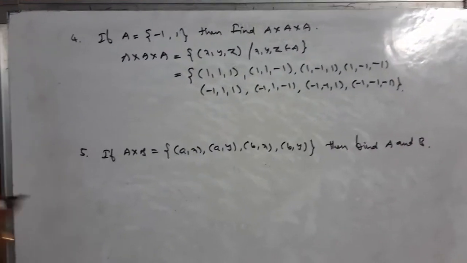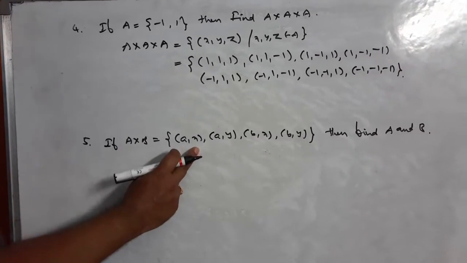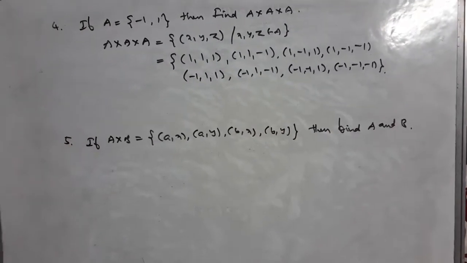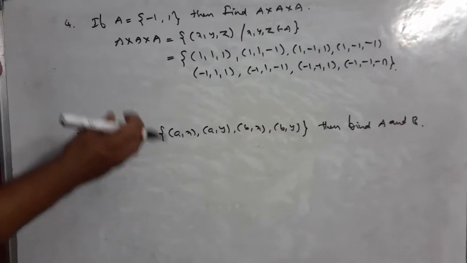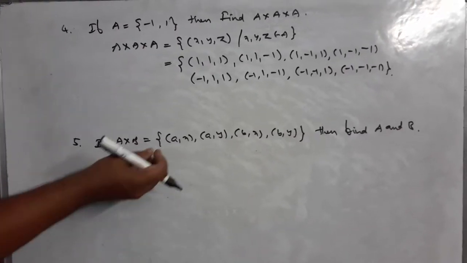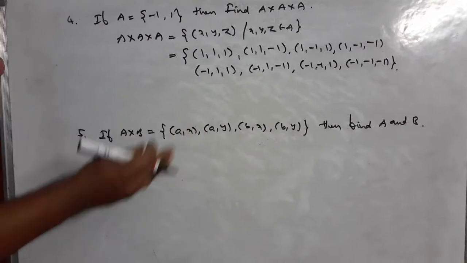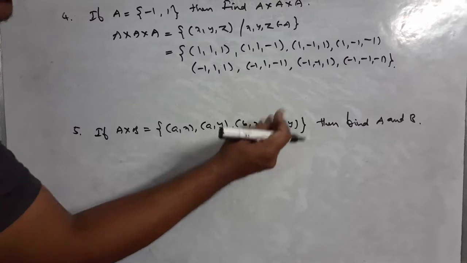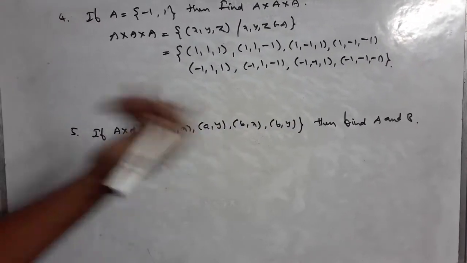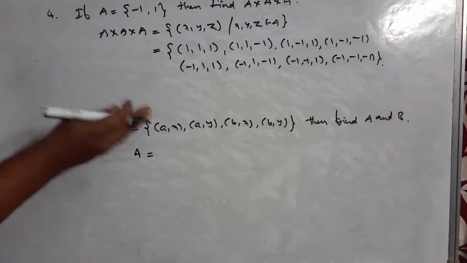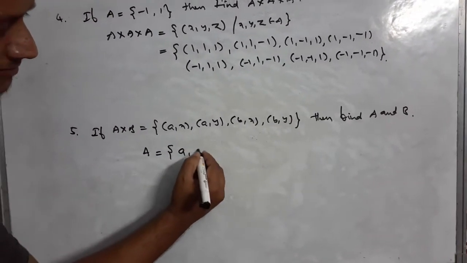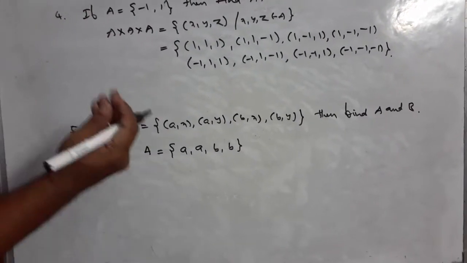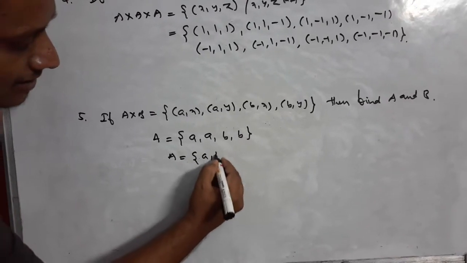So next, what is the fifth problem? If A cross B is equal to (A, X), (A, Y), (B, X), (B, Y), then find A and B. What is A cross B? A cross B is the set of all ordered pairs, the first element from the first set and the second element from the second set. So here the first coordinate belongs to A and the second coordinate belongs to B. That means A is nothing but the first coordinates. What is the first coordinate here? A, A, B, B. In a set, if an element is repeated we have to eliminate it. So A is equal to A comma B.